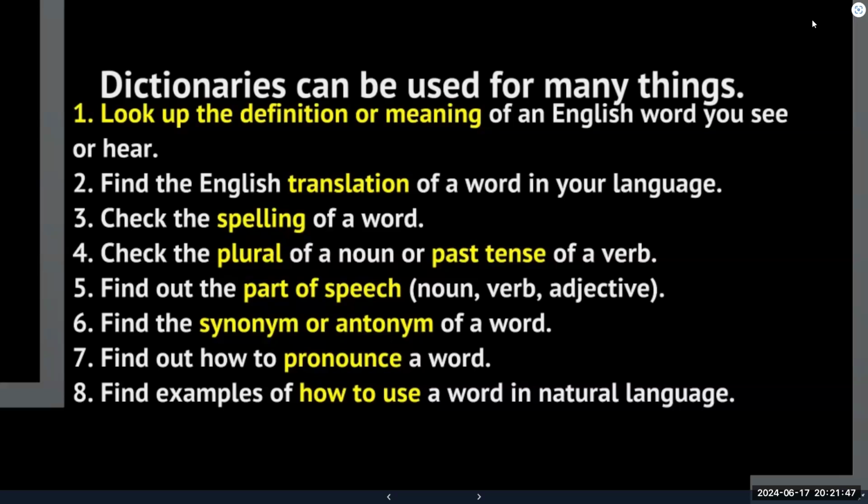And the last thing you can find in a dictionary is examples of how to use that word in the natural language, in the spoken or written language. Okay, so we usually have examples of that word in the language.